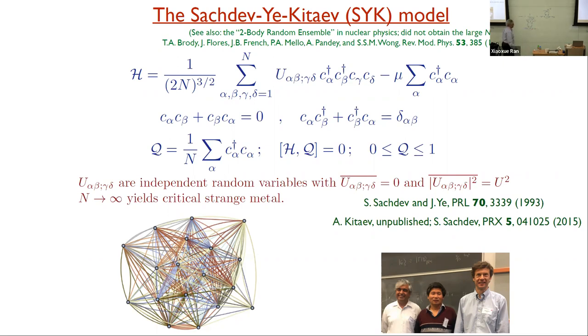Okay, so now we have to count the powers of N. How many powers of N do I have? Well, there's a 1 over N to the 3 halves that I snuck in over here. So there's two of them, so I'll get a 1 over N cubed.